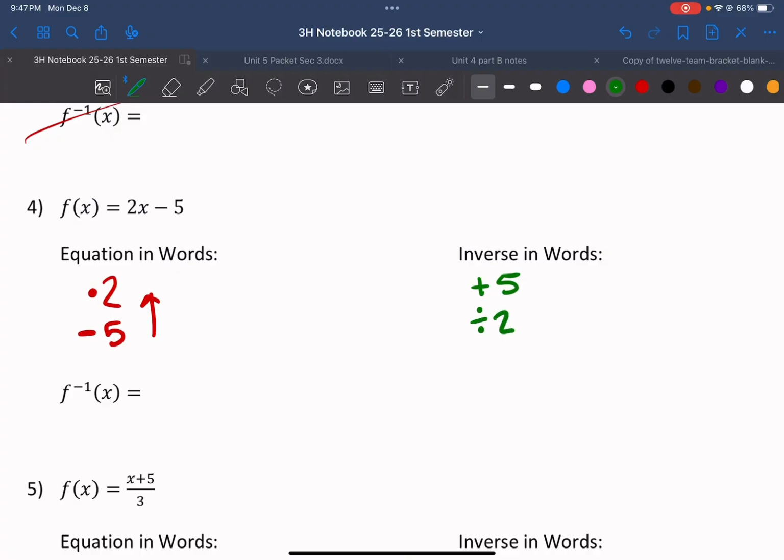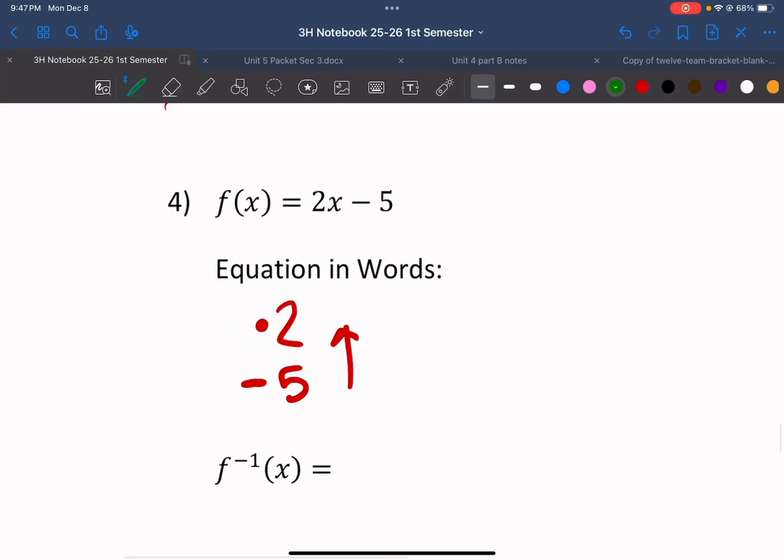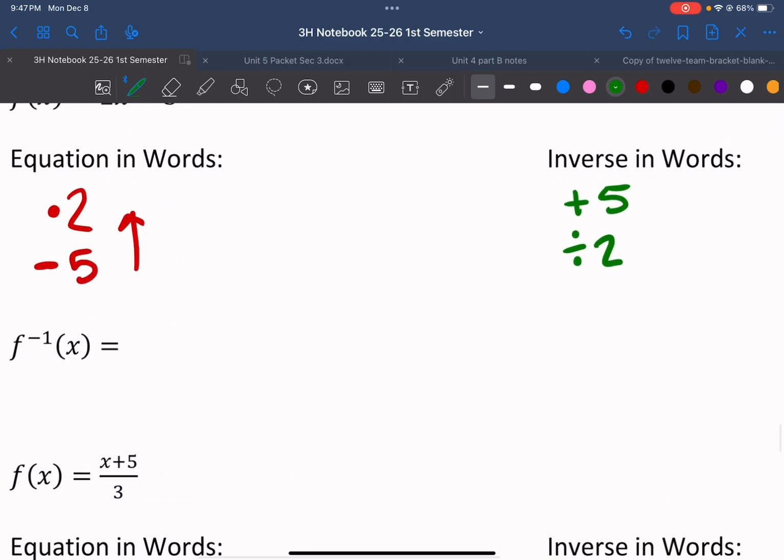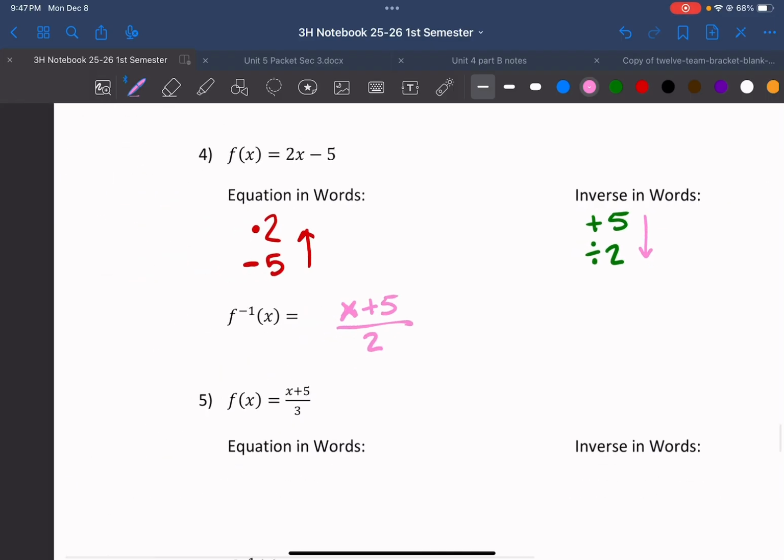So what I'm saying here is the equation in words is multiply x times 2 and subtract 5. So the inverse in words is the opposite of that, but also backwards. Add 5, divide 2. So then what we do is we start with a blank x, and we apply these down the line. And each thing after applies to the entire equation. So that's why the x plus 5, all of it got divided by 2.